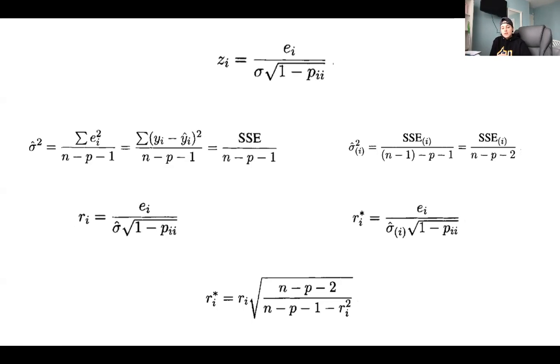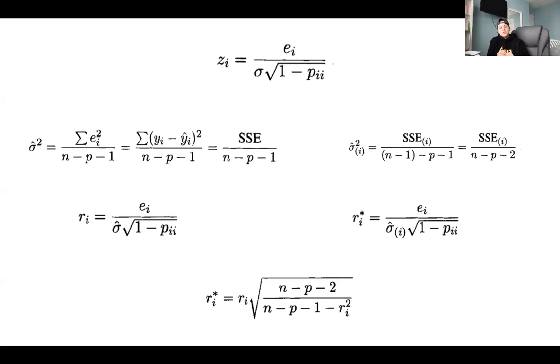So now if we would like to use sigma hat sub i to estimate sigma, we would use our r sub i star value. For that, we would get e sub i in the numerator, and in the denominator, we would get our sigma hat value with the subscript of i times the radical 1 minus p_ii value. So r sub i is the internally studentized residual, and our r sub i star is the externally studentized residual.